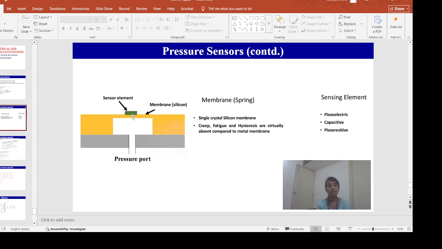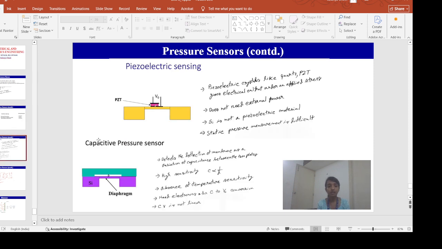Okay, so this sensing element can be either piezoelectric, capacitive, or piezoresistive. In the case of a piezoelectric type pressure sensor, we have this membrane. I haven't shown here that the bottom side of this membrane is connected to the pressure port from which the pressure is coming, and the top side is under vacuum, and at the top of this membrane a piezoelectric sensing element is kept.